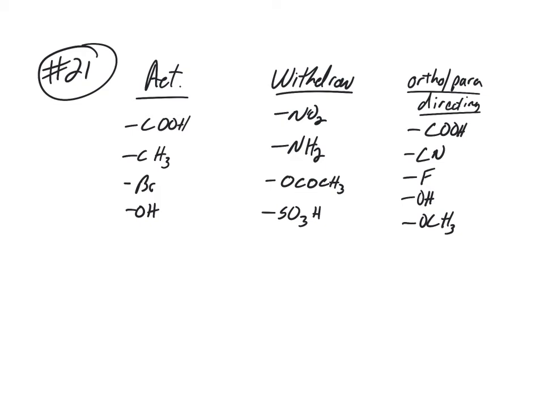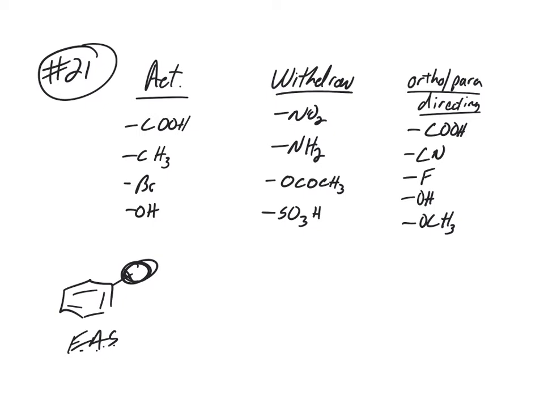So this is asking about electrophilic aromatic substitution. So we're thinking really about all of these things essentially being on benzene rings, and what are they going to do to a benzene ring? Because in electrophilic aromatic substitution reactions, the benzene ring is the nucleophile. So things that add electrons into the ring will activate the ring.